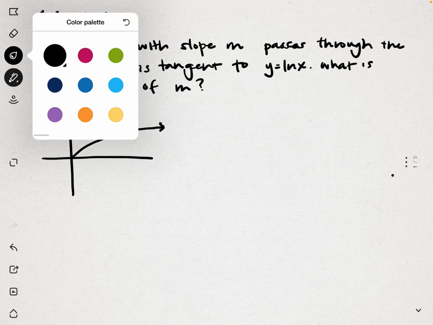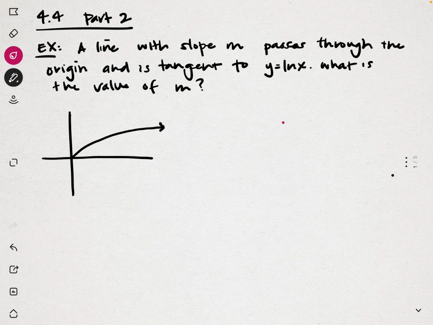So what they're saying is that we have this line, right? It passes through the origin and is tangent to the curve at some point. It's kind of like that. Keep in mind it's not the most accurate, but that's the idea. So at some point here, this line is tangent to ln x. So it's asking us, what is the value of m?